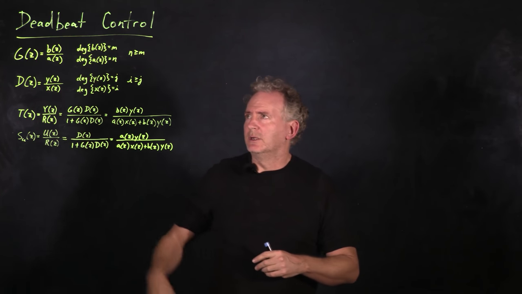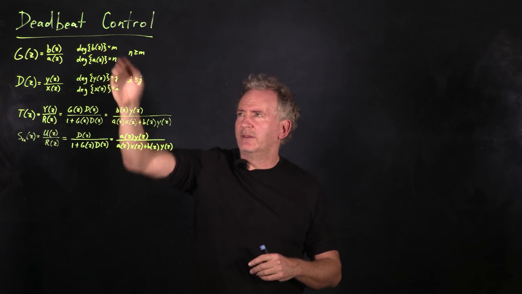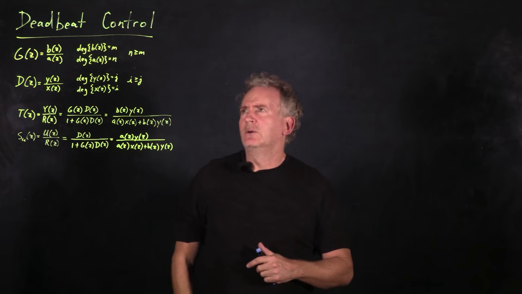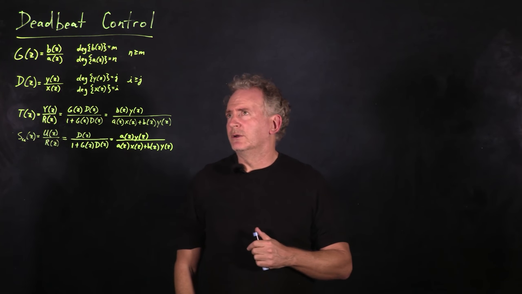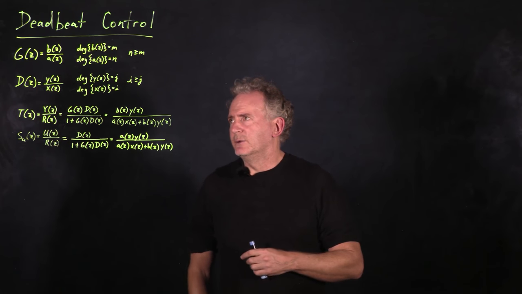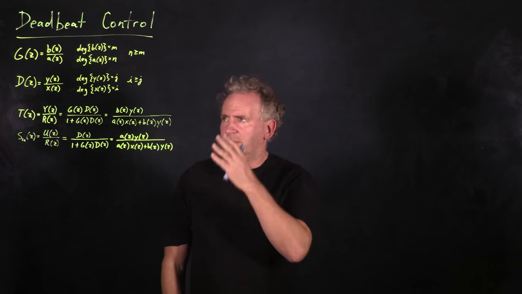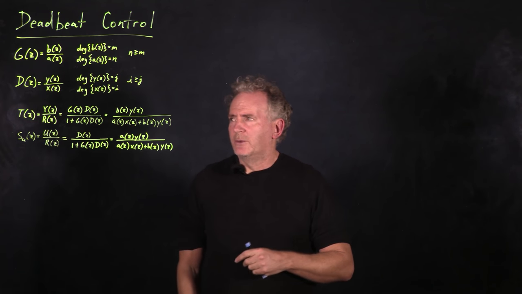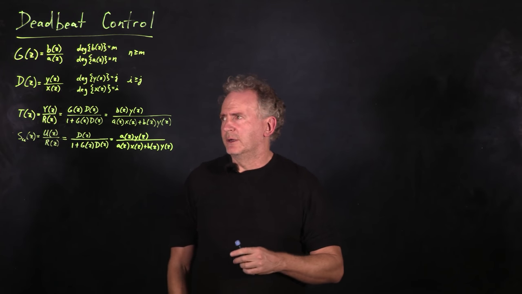So we'll start with a plant of the form G(z) = B(z)/A(z), and as usual, we'll assume that the degree of the denominator will denote n, the degree of the numerator will denote m, and we'll assume that it's a causal system, so n is greater than or equal to m. We'll apply a controller, D(z) = Y(z)/X(z), the degree of the denominator is I, the degree of the numerator is j, and we'll assume that the controller is causal, and so I is greater than or equal to j.